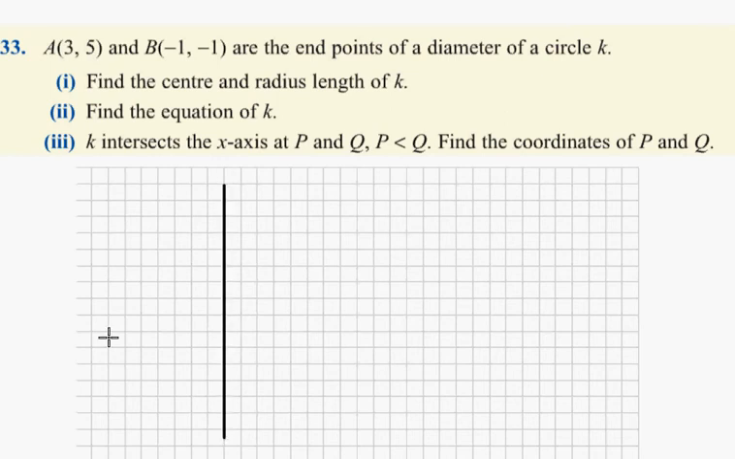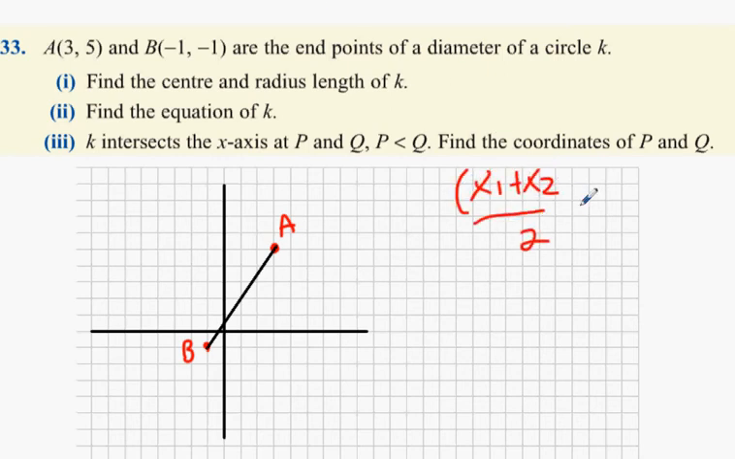Now I obviously like drawing, so I'll just have a quick draw here. How do I draw this out? 3 across and 5 up is A, and then the other one, that's B. It says they're a diameter, doesn't it? So that means that you link them together. You're going to use the midpoint formula. I'm assuming everybody in the class knows how to use x1 plus x2 over 2, y1 plus y2 over 2.